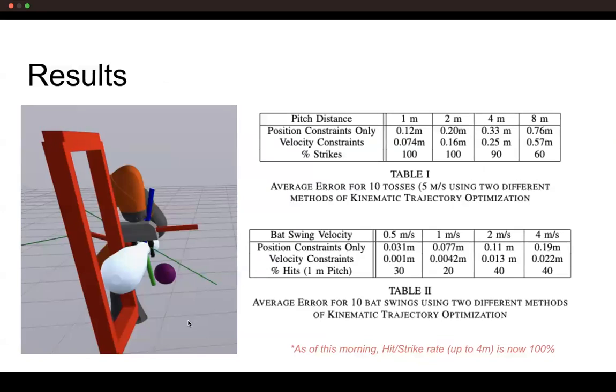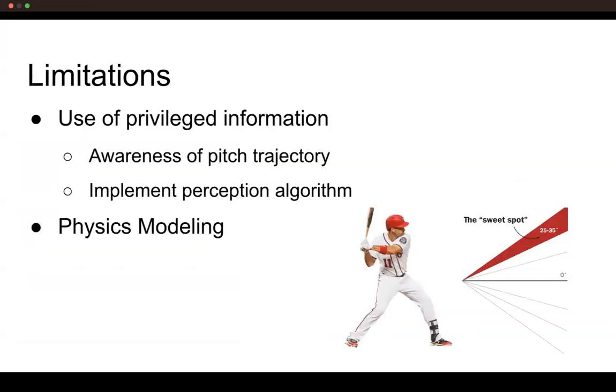We measured the error of throwing and of batting, throwing from 1 meter all the way up to 8 meters, and batting at different velocities from 0.5 meters per second all the way up to 4 meters per second. These are some initial results that we had last night. As of this morning, after some improvements, our hit and strike rate is now up to 100% at 4 meters away. Now let's talk about some limitations of our design.